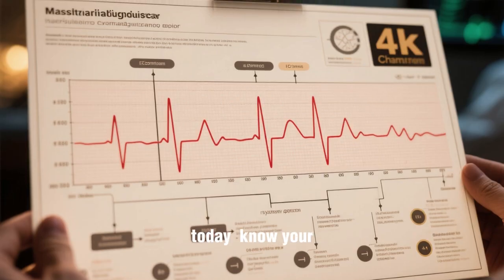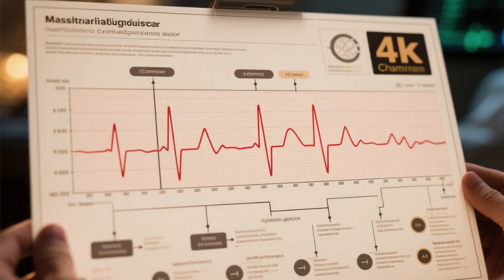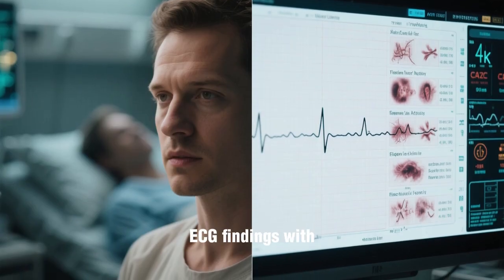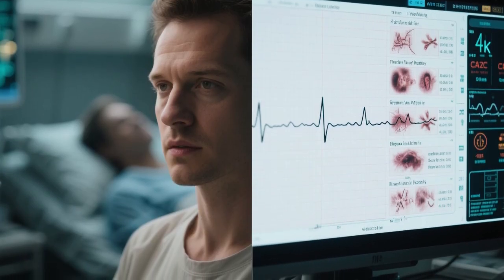Go back to the basics we discussed today. Know your waves, your intervals, and have a system. And always remember to correlate the ECG findings with the patient's clinical presentation.